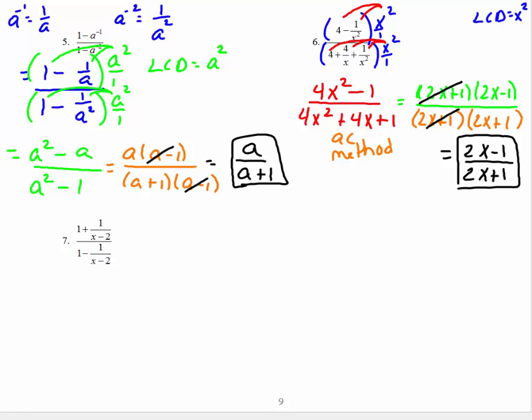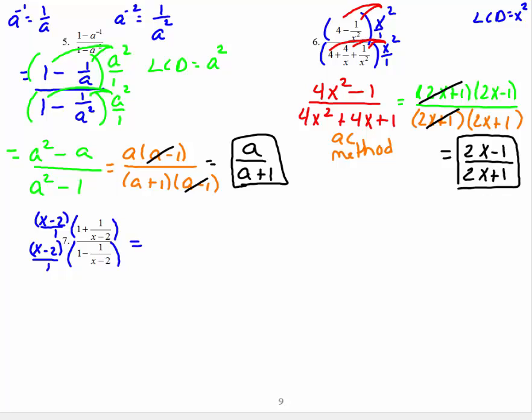Lastly, number 7: 1 plus 1 over x minus 2, all over 1 minus 1 over x minus 2. Again, multiple fractions over multiple fractions, so we'll need to find our LCD. Well, our only denominator is x minus 2. So I'll multiply the numerator by x minus 2, and the denominator as well by x minus 2. Again, it's over 1, so when we multiply, hopefully some things will cancel.